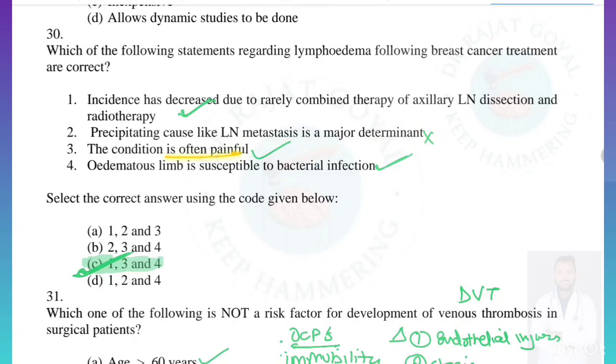The condition is often painful. Yes, this is true. Edematous limb is susceptible to bacterial infection. This is also true. So here option 1, 3 and 4 are true. So option C will be the correct answer.